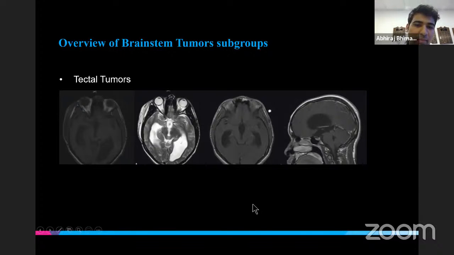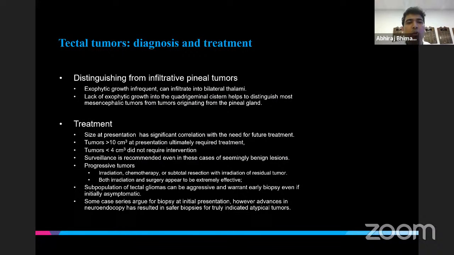You can see on this MRI scan a tectal lesion that is non-contrast enhancing and is compressing the cerebral aqueduct. Distinguishing these tumors from infiltrative pineal tumors: tectal tumors can have exophytic growth, which is infrequent, but it is possible. However, their exophytic growth would more likely involve the thalamus, as opposed to the pineal tumor, which would likely involve the quadrigeminal cistern when they grow extremely large.